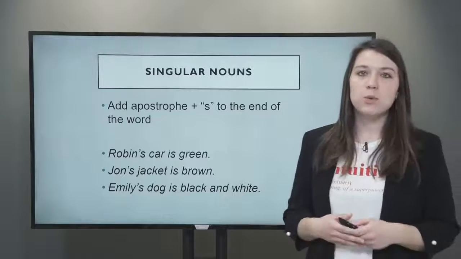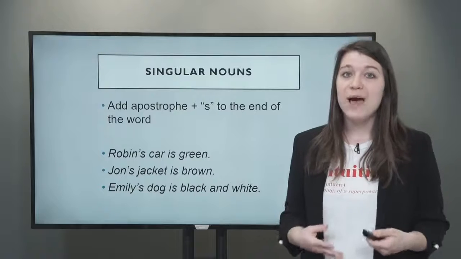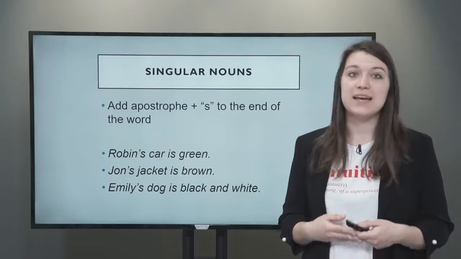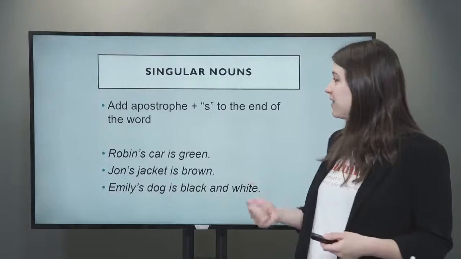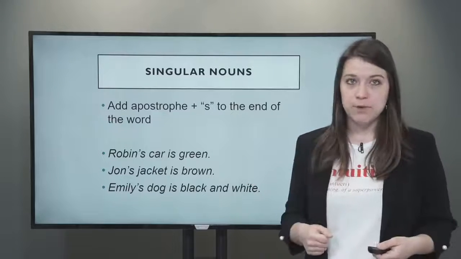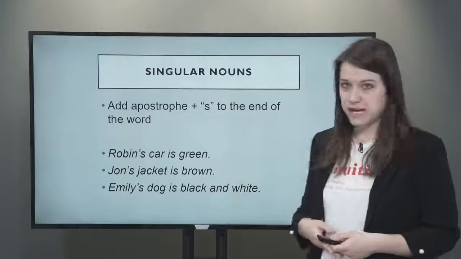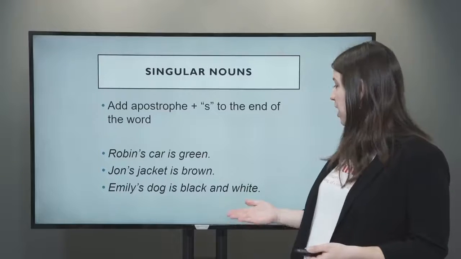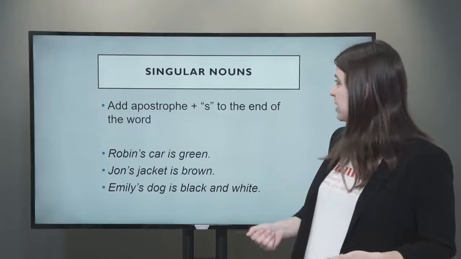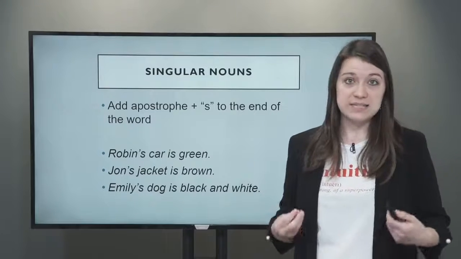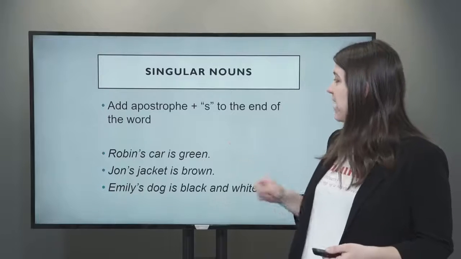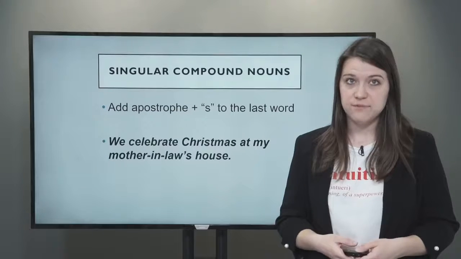So let's start with singular nouns. When you have a singular noun, to form the possessive, we simply add an apostrophe S at the end of the word. For example, Robin's car is green. John's jacket is brown. Emily's dog is black and white. So you see, we have the noun, in this case it's a proper noun, a person's name, and we just add apostrophe S to make it possessive.